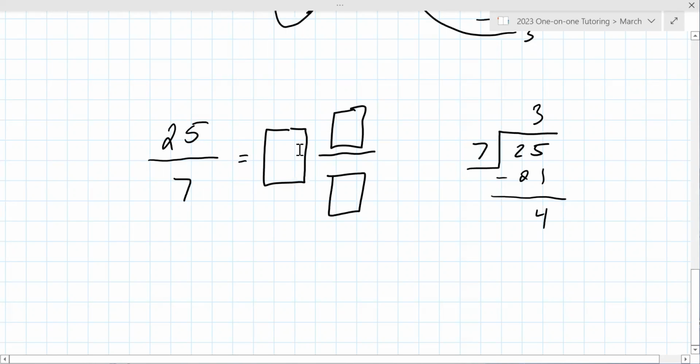What is the whole number? What goes in front here? The whole number is 3. Okay, and what goes in the numerator? The numerator is 4, and then the bottom 7. Very good.